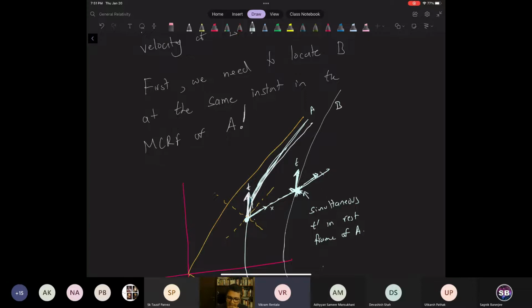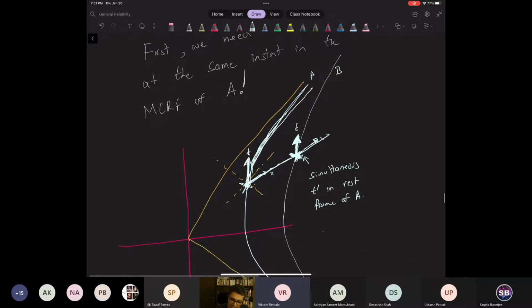Okay, and the claim is both hyperbolas will have the same tangent at these different points. And because they have the same tangent at these different points, B will basically be at rest with respect to A. B and A will have the same velocity. In particular, if I go into the rest frame of A, B will have zero velocity. And this corresponds to a simultaneous time in the rest frame of A.